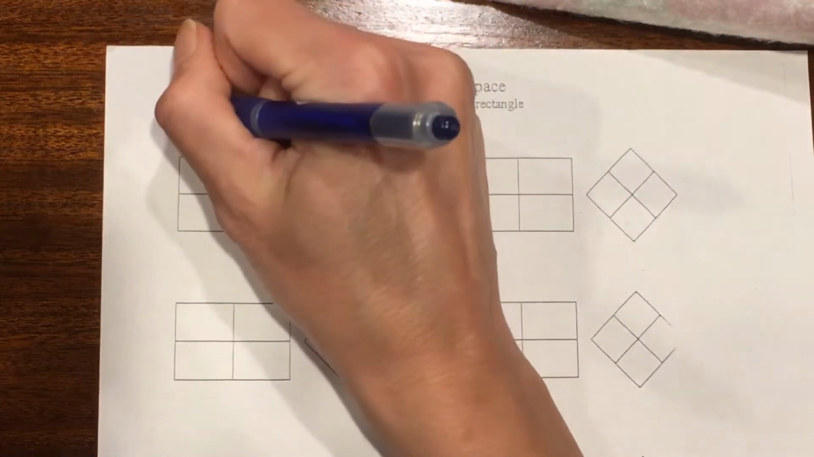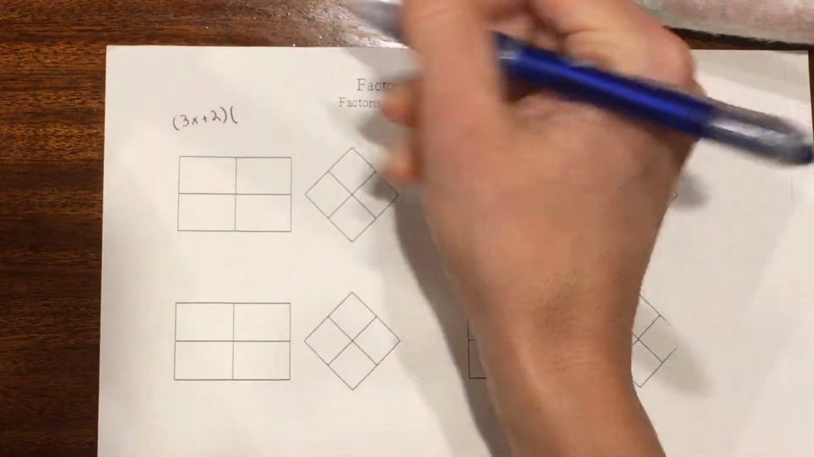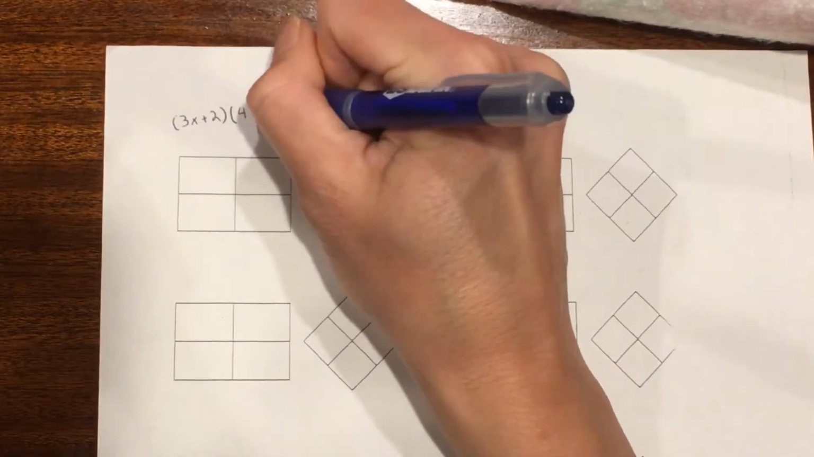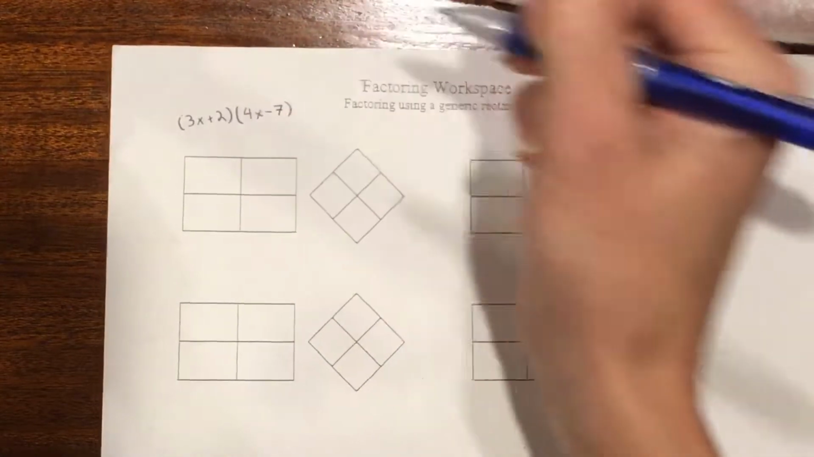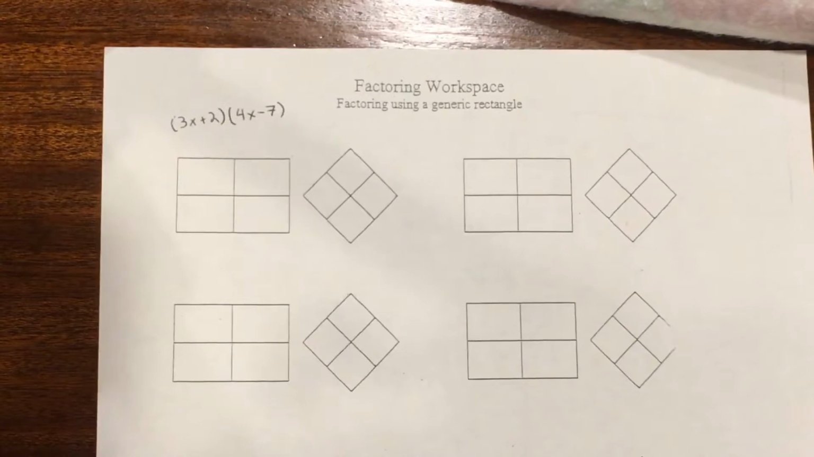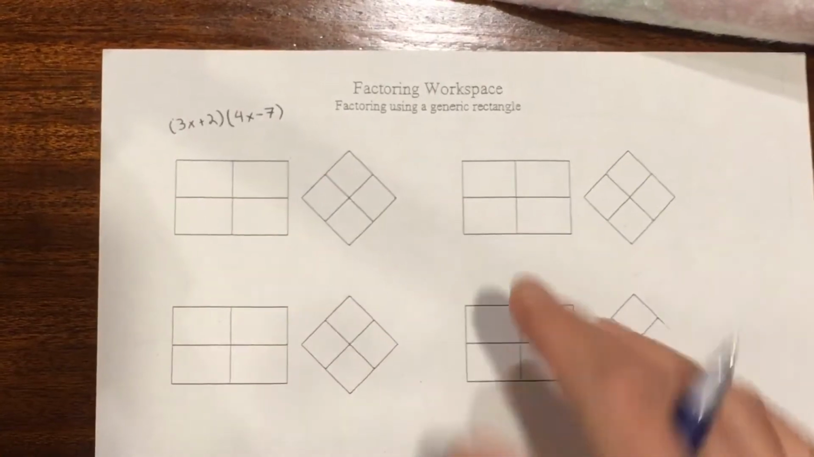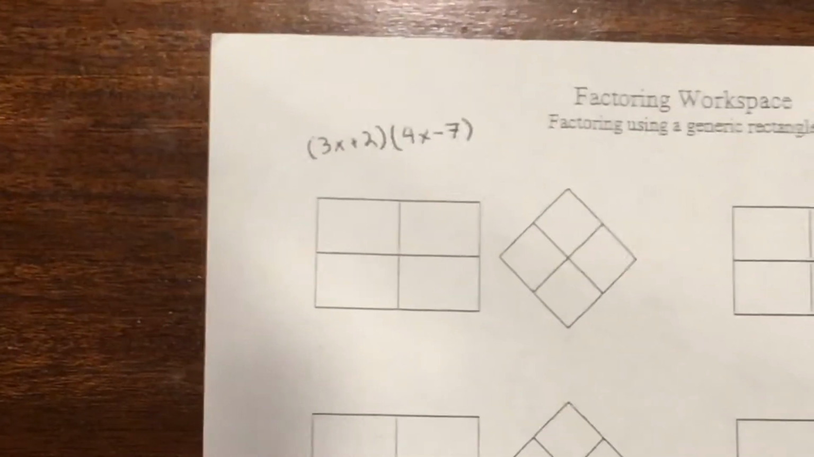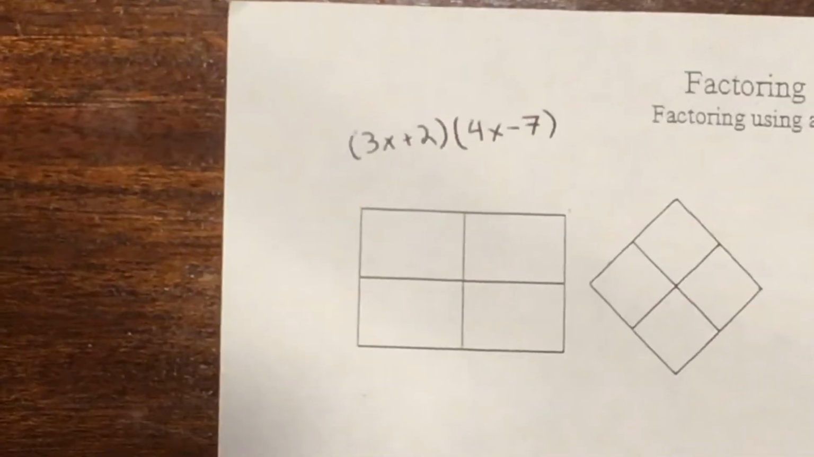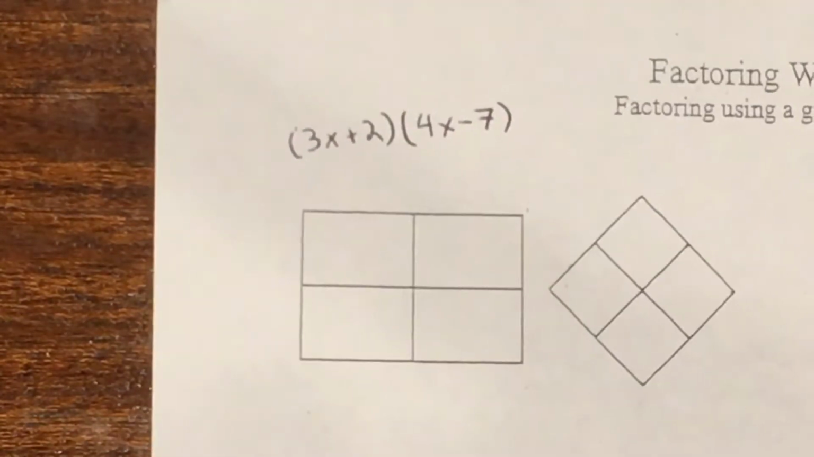So suppose I had 3x plus 2 times 4x minus 7. Being in parentheses like that means it's asking us to multiply. And so we're going to use this rectangle right here to help us multiply. So give me just a second. I might even zoom in a little so we can see that real well. We're not going to need the diamond for this one because we're just multiplying.